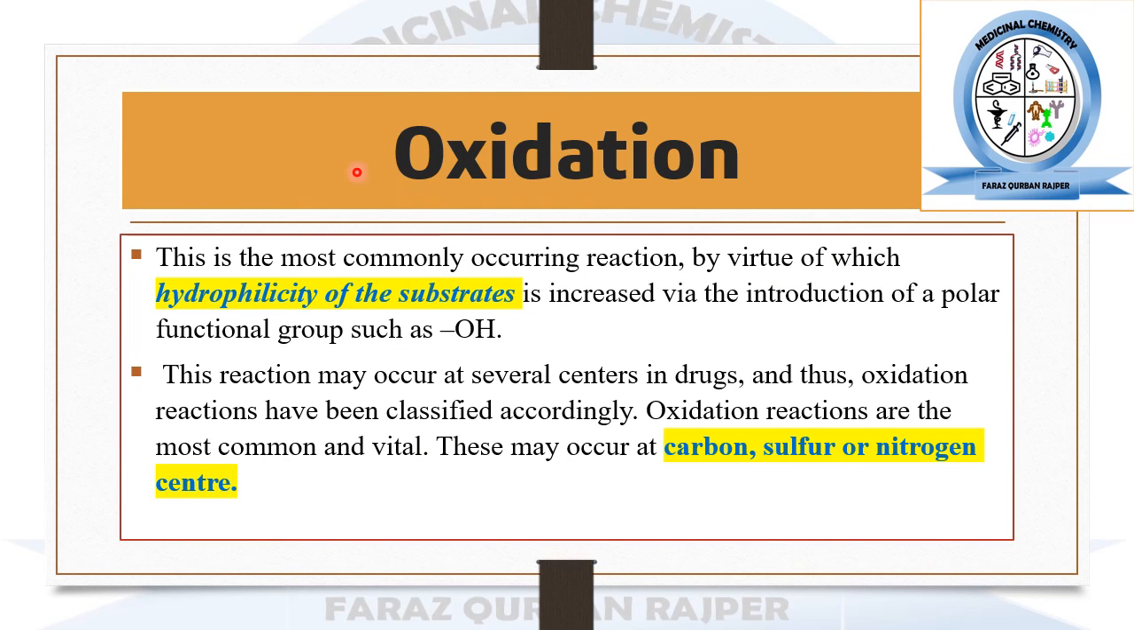Now let's discuss the first reaction of the phase 1 reaction, that is the oxidation reaction. This is one of the most common phase 1 reactions. In this reaction, the hydrophilicity or the polar solubility of the drug molecule is enhanced by the introduction or substitution of a polar functional group in its chemical structure, like the hydroxyl functional group. This reaction can occur at different sites inside the drug molecule. On that basis, oxidation reaction can be divided into different types, like it can occur at the carbon-carbon center, it can occur at the carbon-heteroatom center, and so on.